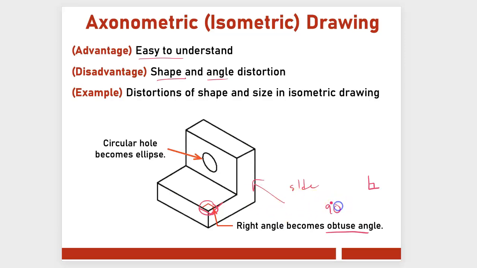Okay, what's next? An example is distortions of shape and size in isometric drawing. One of the distortions that's really obvious is that this, which is a perfect circle, in this axonometric drawing looks like an ellipse. So axonometric is easy to understand, but it doesn't give us accurate dimensions of the object. And if we were to redraw this, it's kind of hard, because a circle is now an ellipse, a right angle is now more than 90 degrees, and so on.